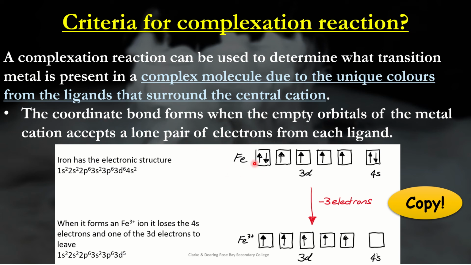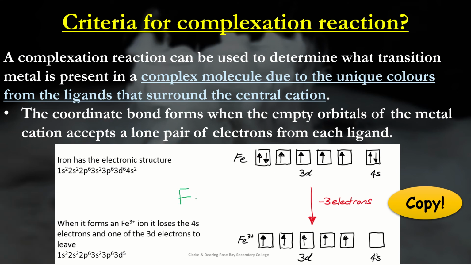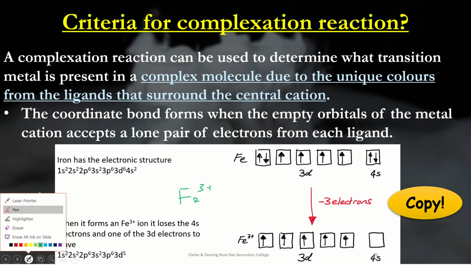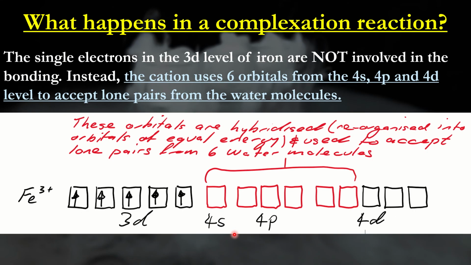Say, for example, we have iron, and it becomes iron 3+, which is what we see down here. Once we've lost 3 electrons, we've opened some spacing for lone pairs of electrons to come and make bonds with the iron. In that process, it actually frees up the level 4 orbitals.